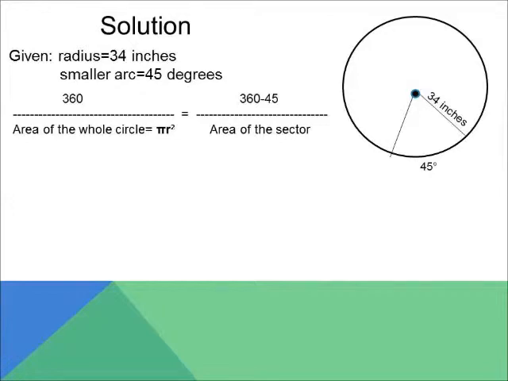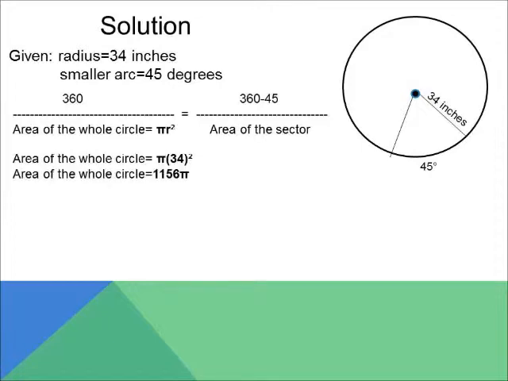Before we can solve a proportion, we need to fill in what the area of the whole circle is. So to find this, we will plug in 34 for r in our formula pi r squared, so that the area of the whole circle is equal to pi times 34 squared. From then, we square 34, and we find that the area of the whole circle is 1,156 pi.